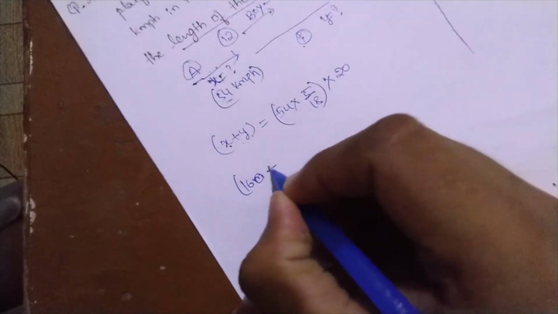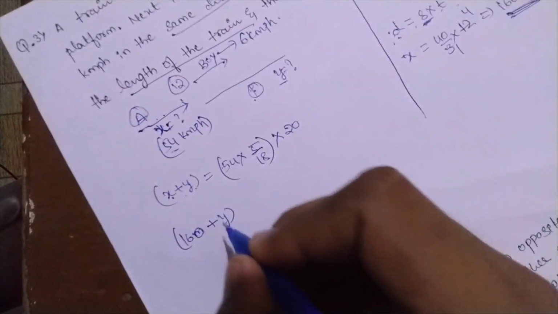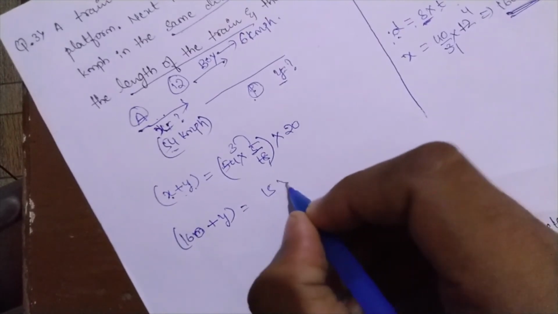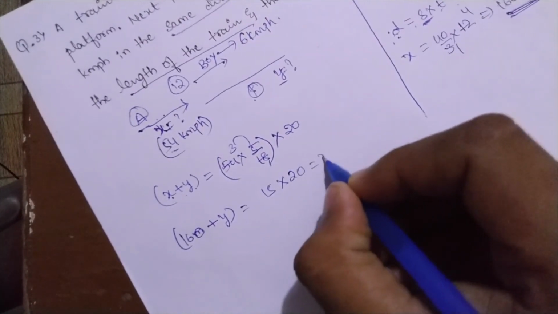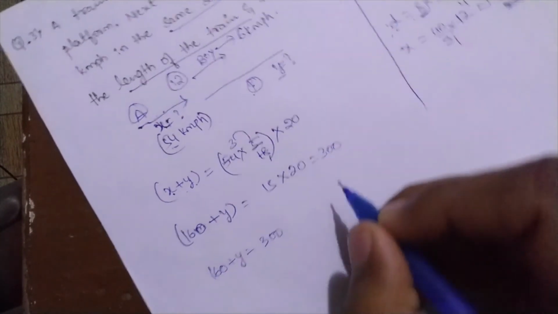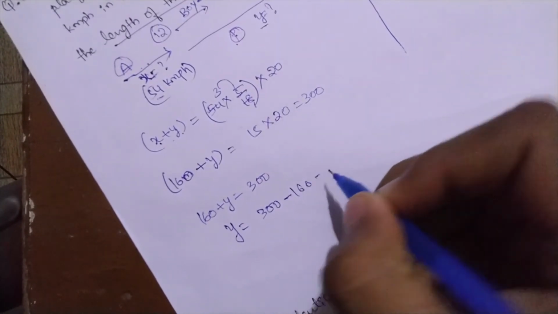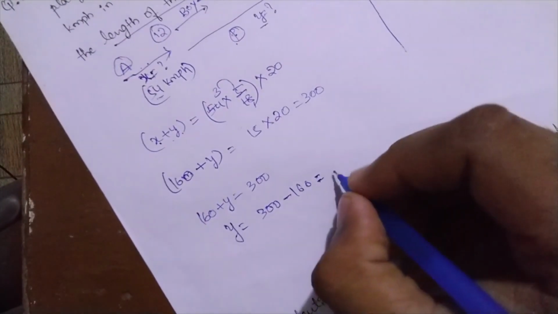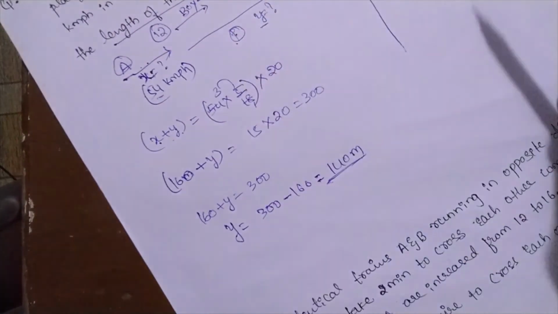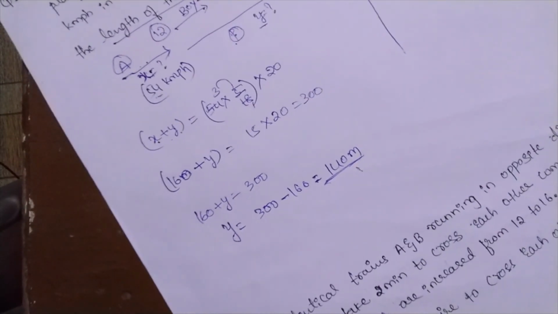160 meter plus y, you need to find the length of the platform. So that equals 54 into 5 by 18, which is 15 meter per second. So 15 into 20 equals 300. So 160 plus y equals 300, and y equals 300 minus 160, which equals 140 meter. So the length of the train is 160 meter and the length of the platform is 140 meter. So that's the answer for this question.